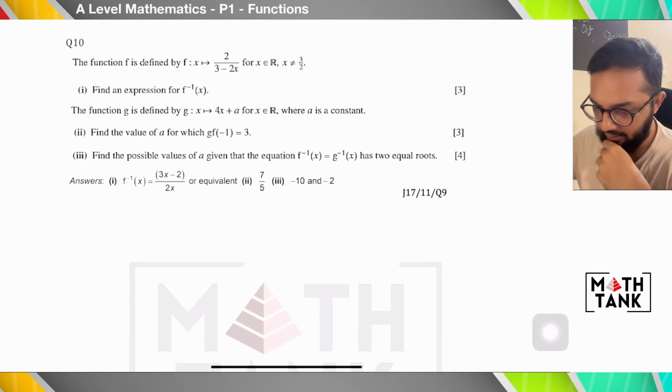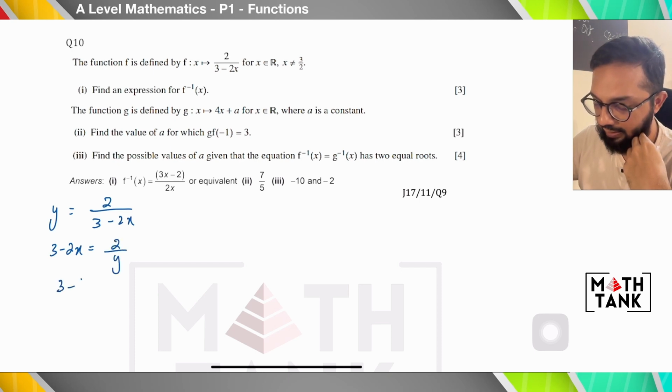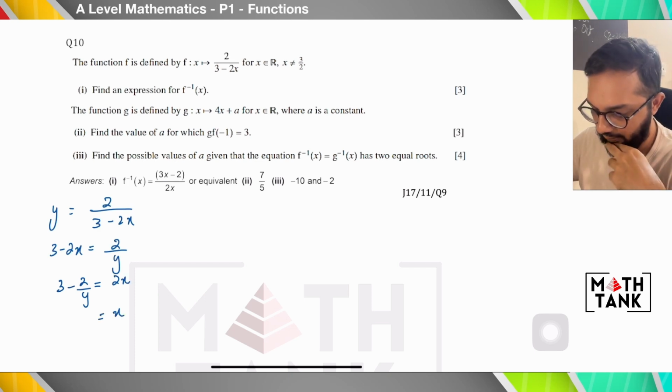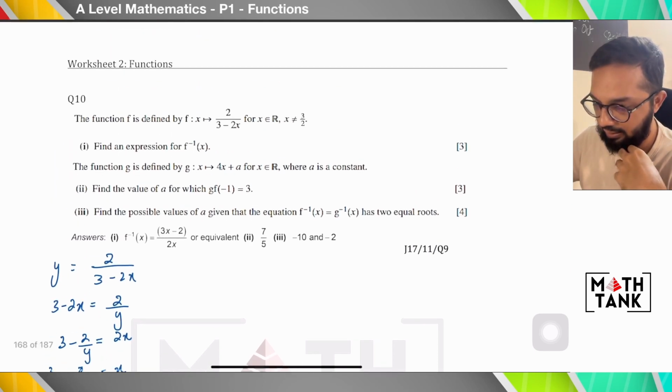Question 10, that's the last question for this marathon. It says the function f is defined by this. Find an expression for f inverse of x. So y equals 2 over 3 minus 2x. 2 over y. Then trying to make x the subject. Okay, those two cancel out with that.